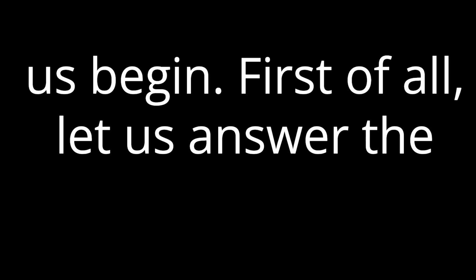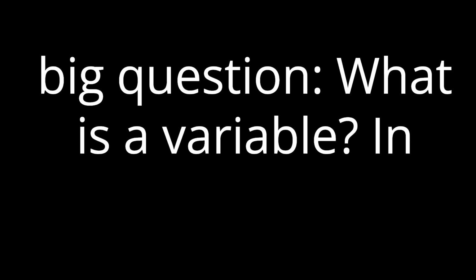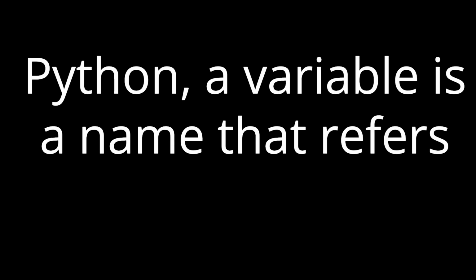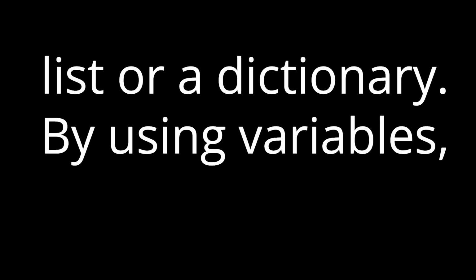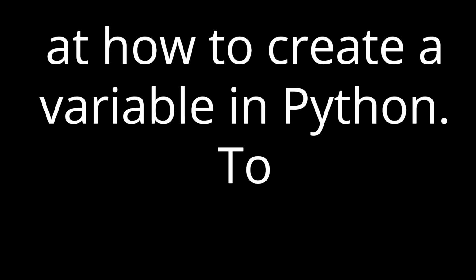First of all, let us answer the big question. What is a variable? In Python, a variable is a name that refers to a value. You can think of a variable as a label that you attach to a box, and inside that box is some kind of data. This could be a number, a piece of text, or even something more complex like a list or a dictionary. By using variables, we can store values, reuse them, change them, and perform operations on them later in our programs.